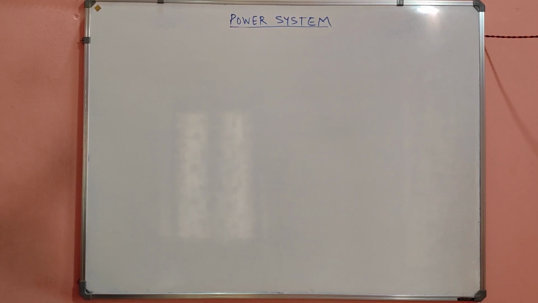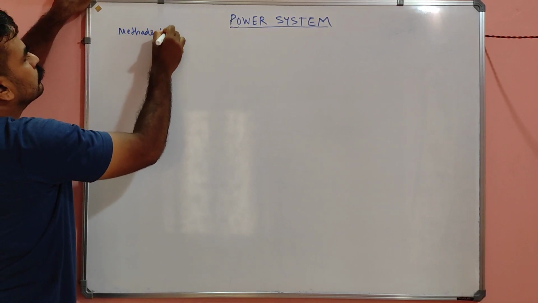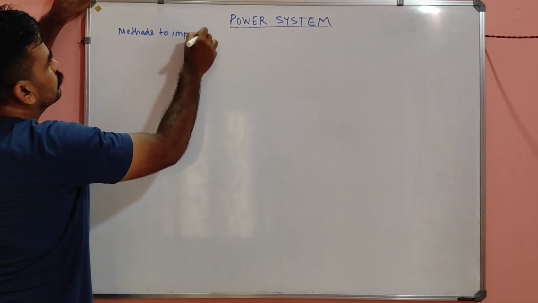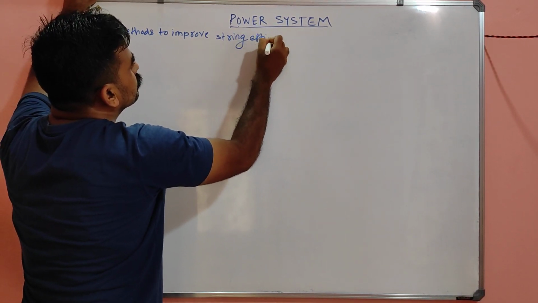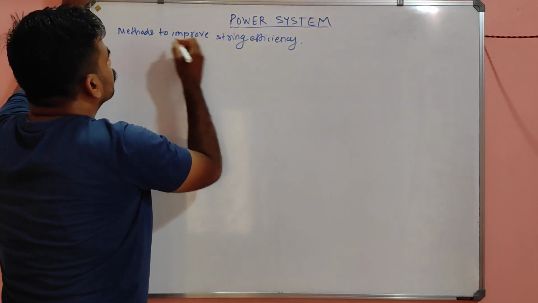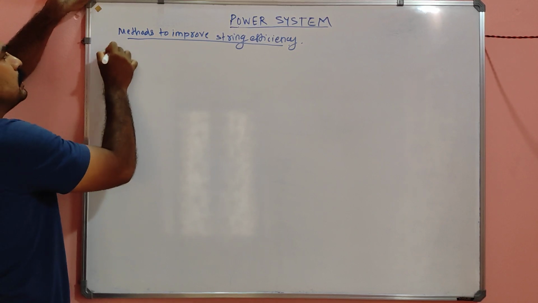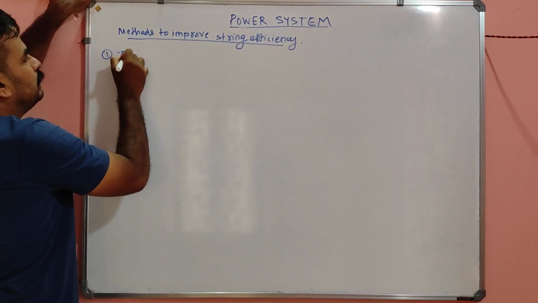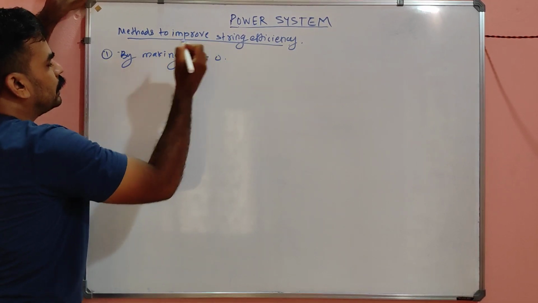Methods to improve string efficiency. First method: by making k equal to 0.